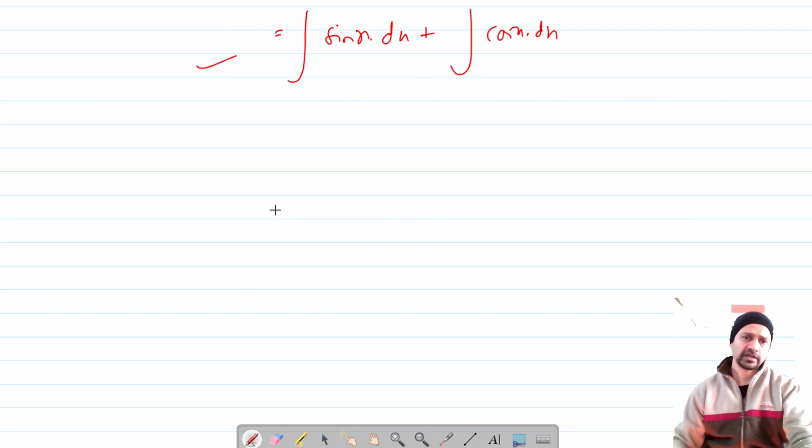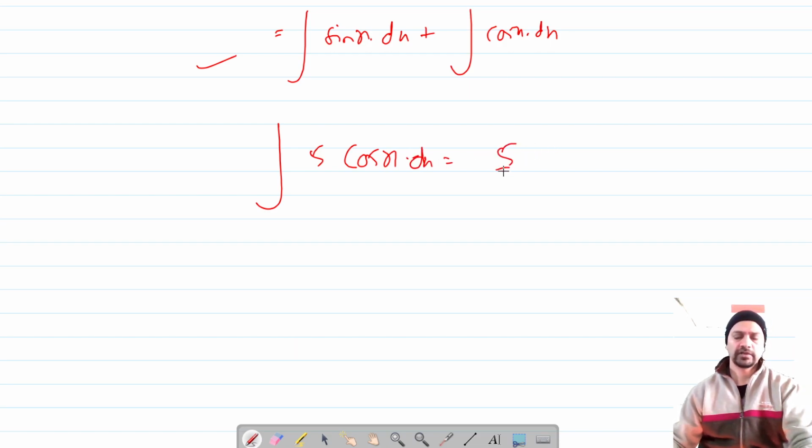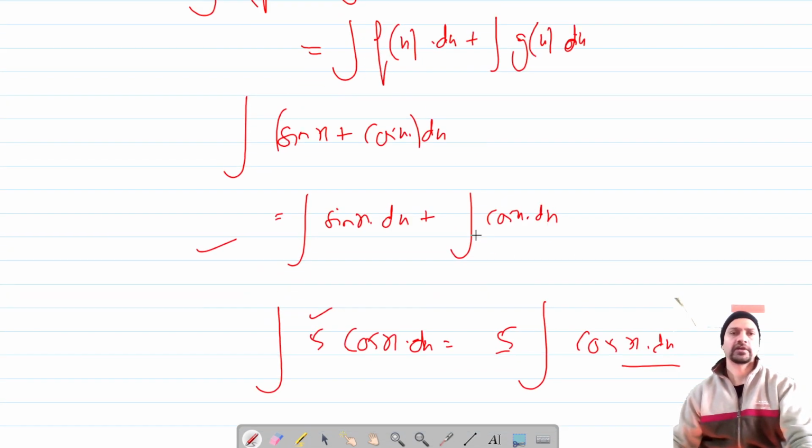The fourth one says that the integration of the product of any real number with a function, let's say 5 into cos x into dx, can be written as: 5 is a constant, so that can be taken out, and now it's 5 times integration of cos x into dx.